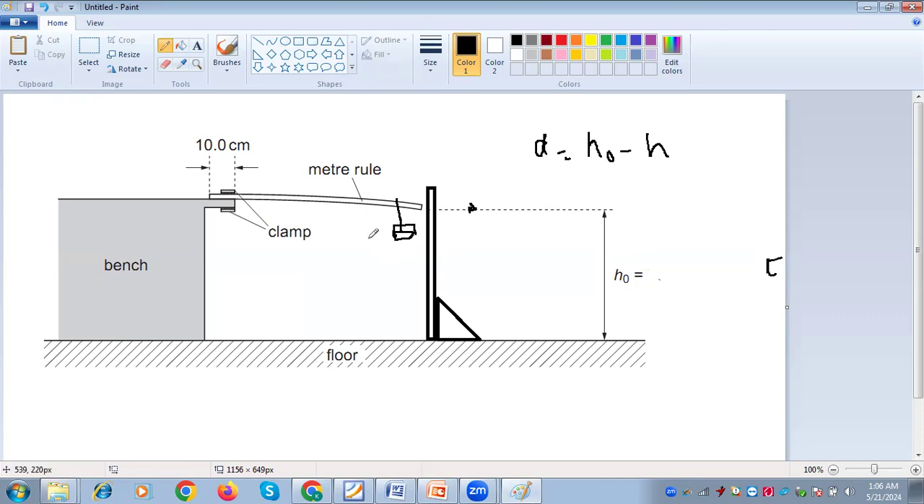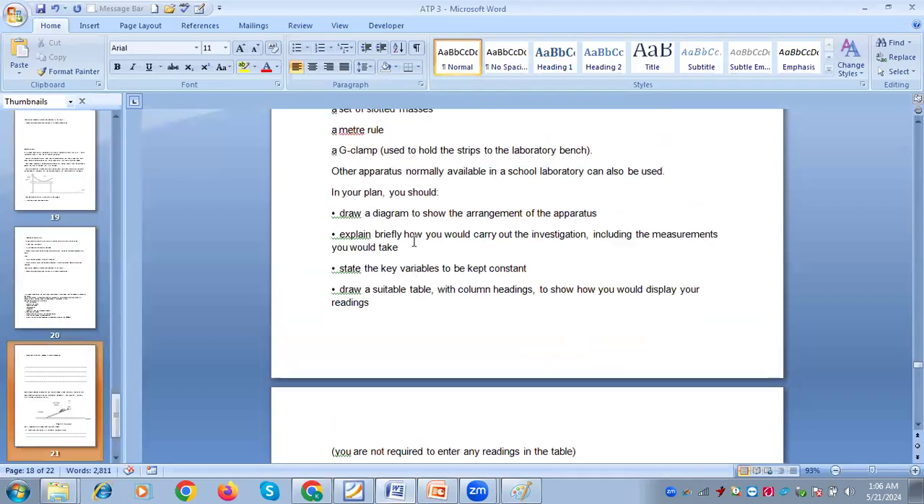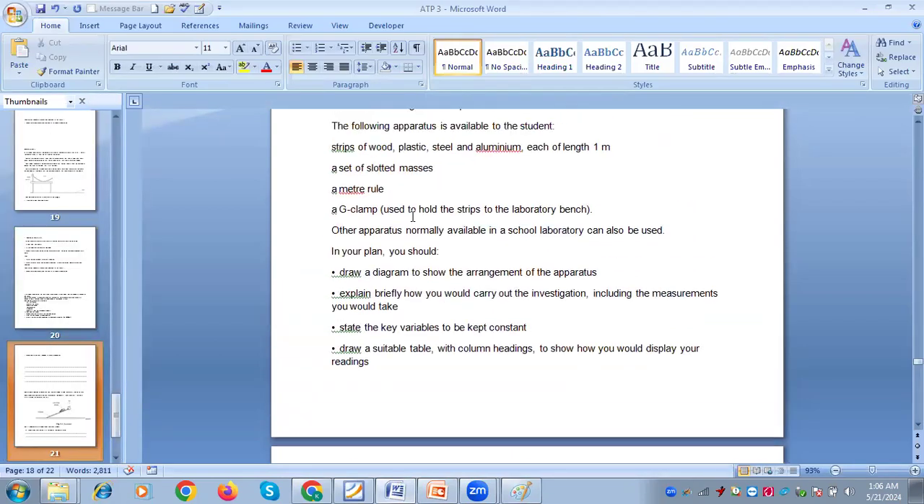Then you will change the strips. Suppose first you have taken a wooden strip. Later on you will remove this and do the arrangement again. Suppose you replace it with the other one given in the question. What type of strips are given? Let us have a look at it again. Wood, plastic. Then you will replace it with plastic.